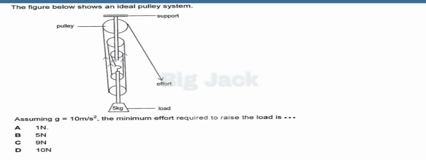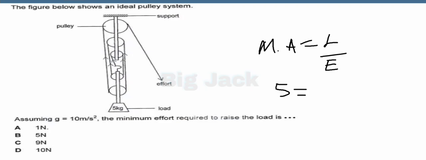Of course, here we are going to use the formula for finding the mechanical advantage. So you know that mechanical advantage is equal to load divided by effort. So what is our mechanical advantage? Our mechanical advantage is 5, because if the pulley system is ideal, mechanical advantage is going to be equal to the velocity ratio. Okay? So we can say mechanical advantage, which is 5, is equal to the load. So what was the load? Our load was 50 newtons divided by the effort that we don't have.